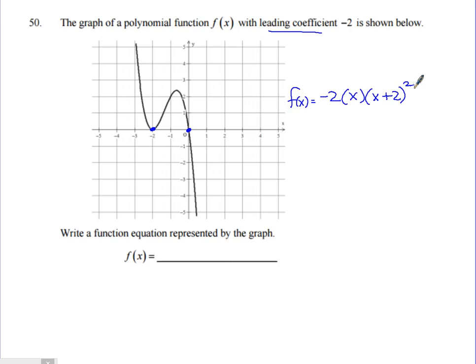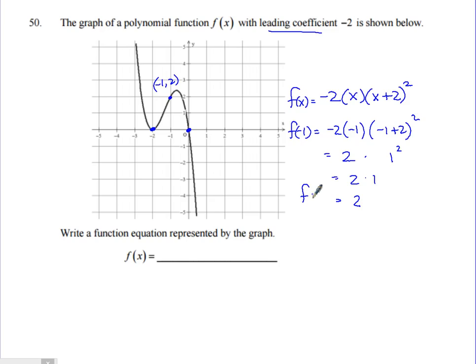And that's that. Now, I could check a point. I think that's a really good idea. Maybe -1, 2. -1, 2 looks like it's on our graph. So let's double check. If I plug in -1: -2 times -1, times -1 plus 2 squared. -1 plus 2 is 1. Squared is 1. -2 times -1 is a positive 2. 2 times 1 is 2.